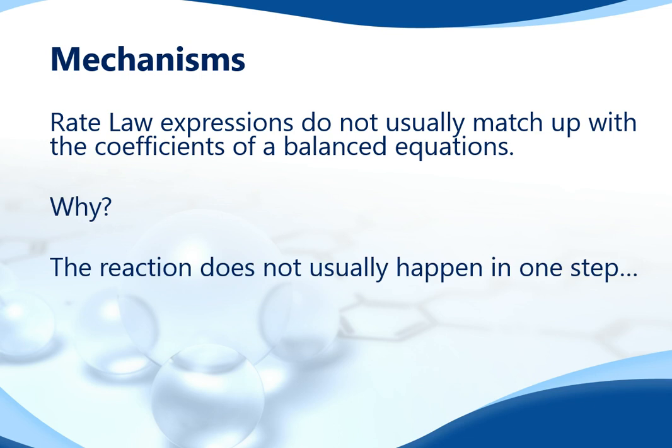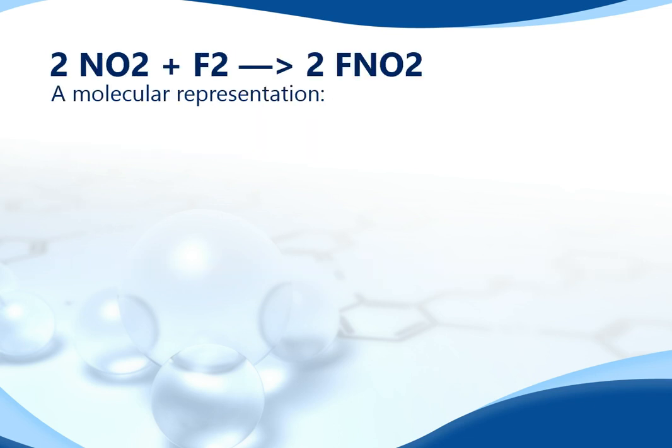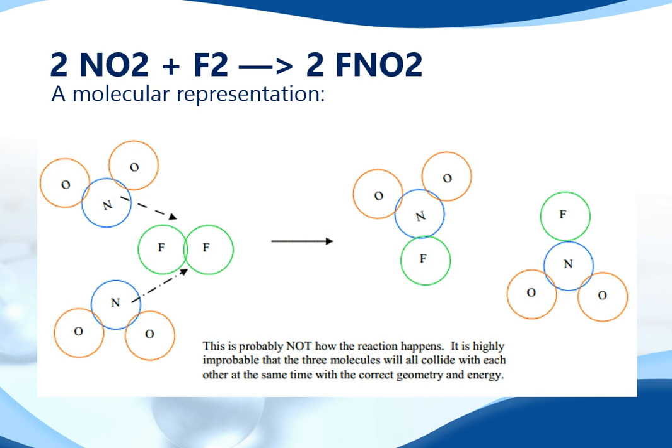Now why don't they match up? That's because the reaction usually does not happen in one step. Here's an example: 2 NO2 plus F2 makes 2 FNO2. It looks like a pretty straightforward synthesis reaction. You have 2 molecules of NO2 combining with an F2 to make these 2 new molecules of product. But when you look at it molecularly, it's a bit more complex than that, and as it turns out, improbable. It's probably not how this reaction happens.